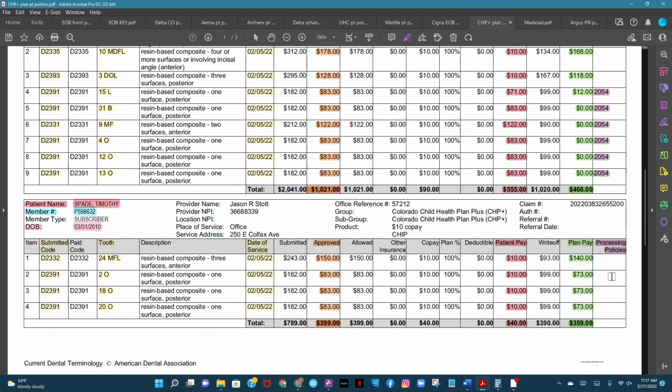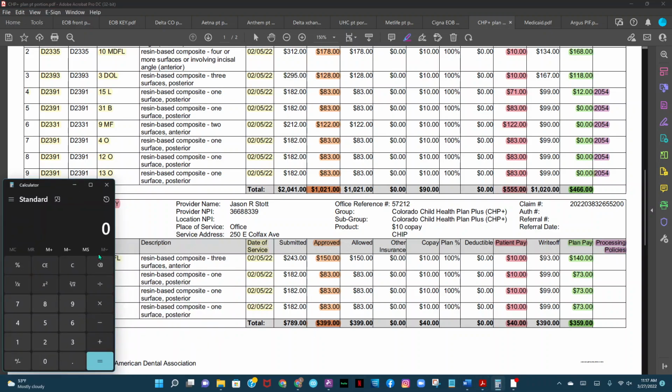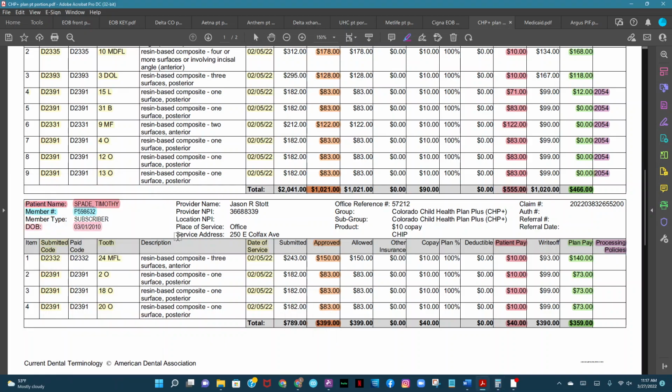Looking here, insurance paid $359. Patient owes us $40, okay? Looks like this is just for his copays over here. We have the approved amount of $399. Go ahead and do the math on that: $359 plus $40 is $399. So those are the amounts that need to be entered into EagleSoft per code there.